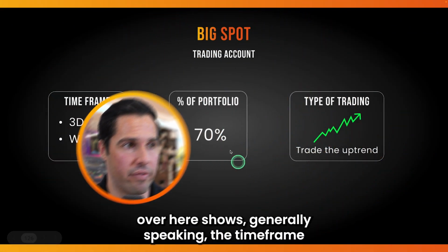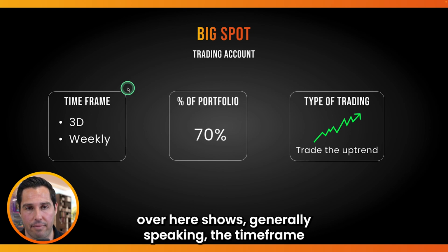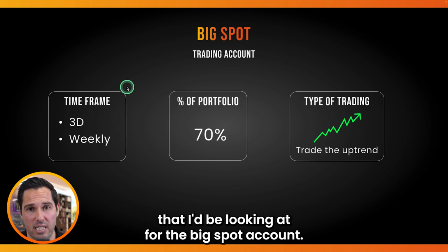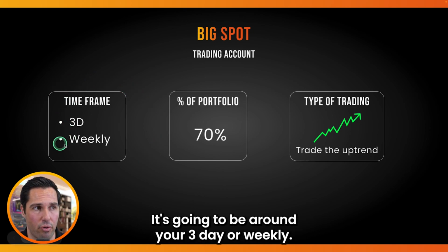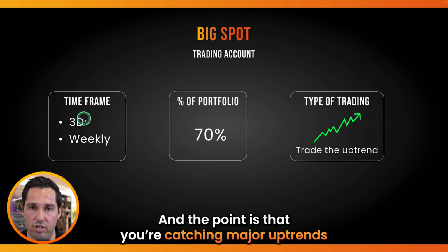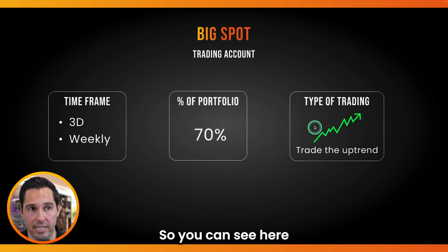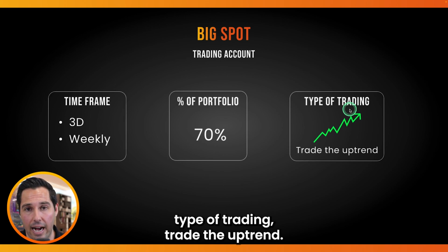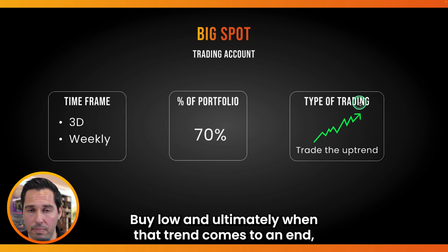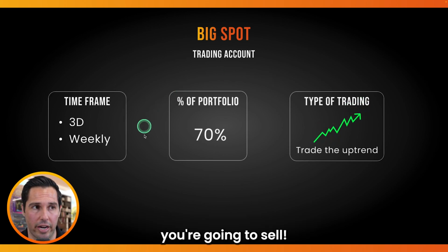The next one shows, generally speaking, the time frame that I'd be looking at. For the big spot account, it's going to be around your 3-day or weekly, and the point is that you're catching major uptrends. So you can see here, type of trading: trade the uptrend. Buy low, and ultimately when that trend comes to an end, you're going to sell.